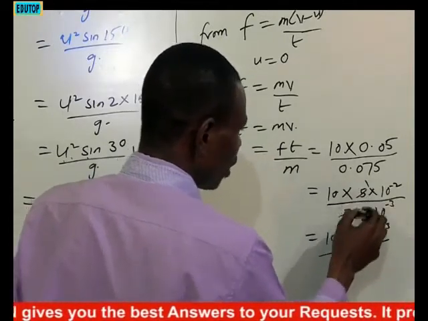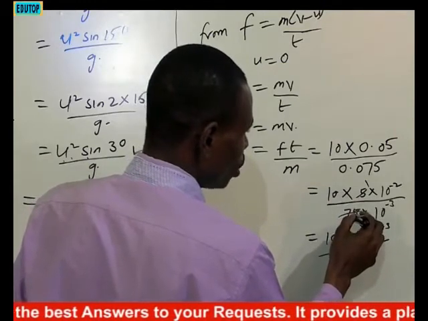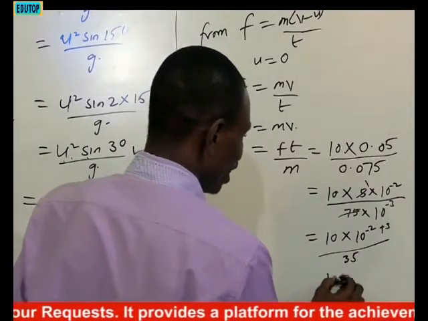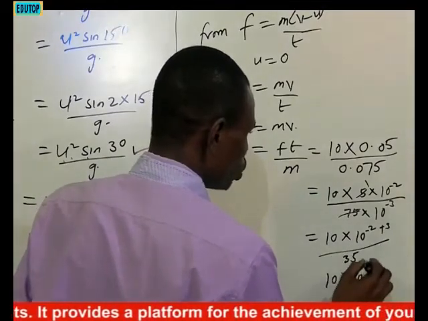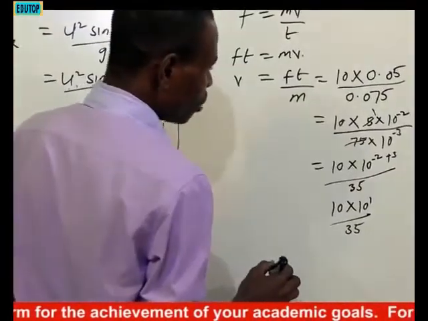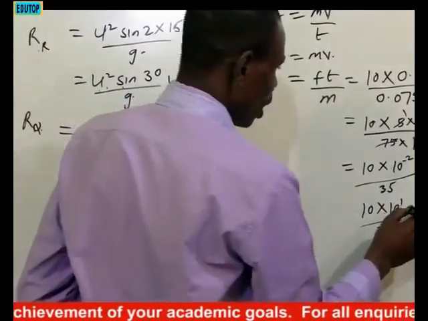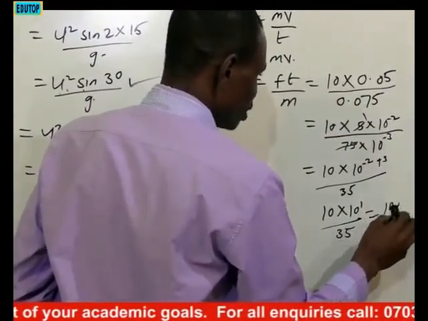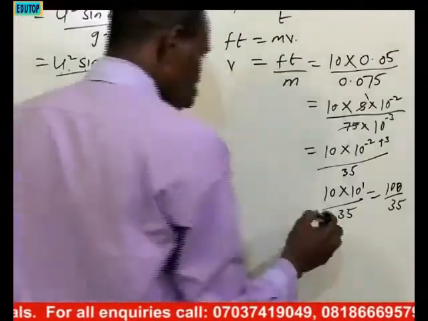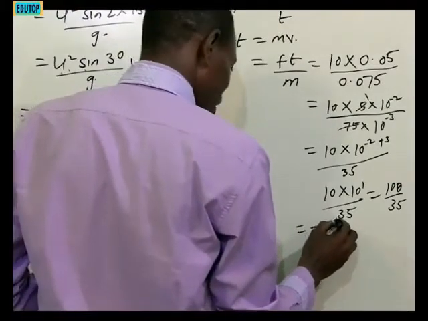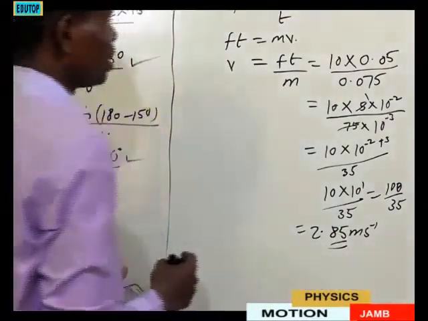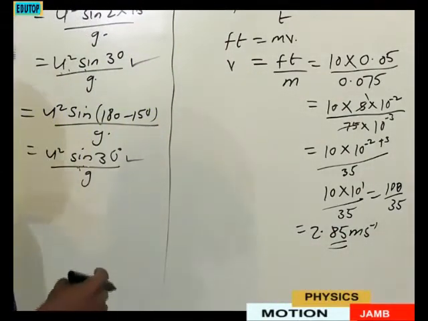So once 5 have gone in 75, we are going to have 35. Okay? Then 10 raised to power 1, and 10 raised to power 1. Okay? 10 times 10. 10 raised to power 1 is 10, which is equal to 100 over 35. And 100 over 35 will give us 2.85 meters per second. And that is the answer to question number 21.